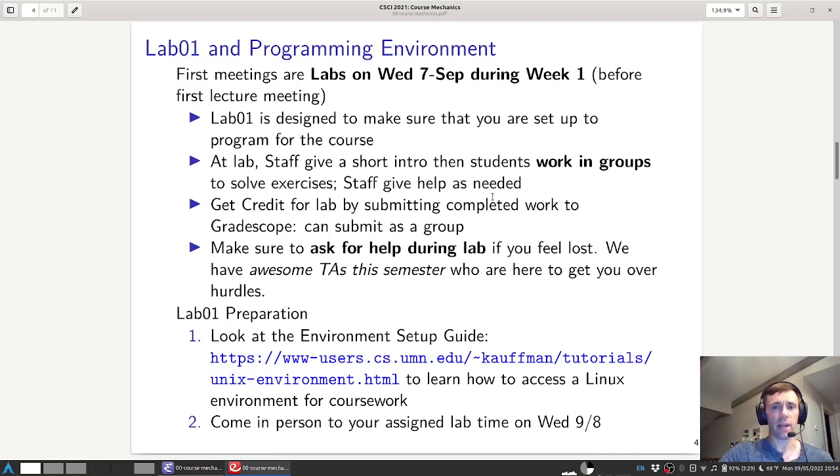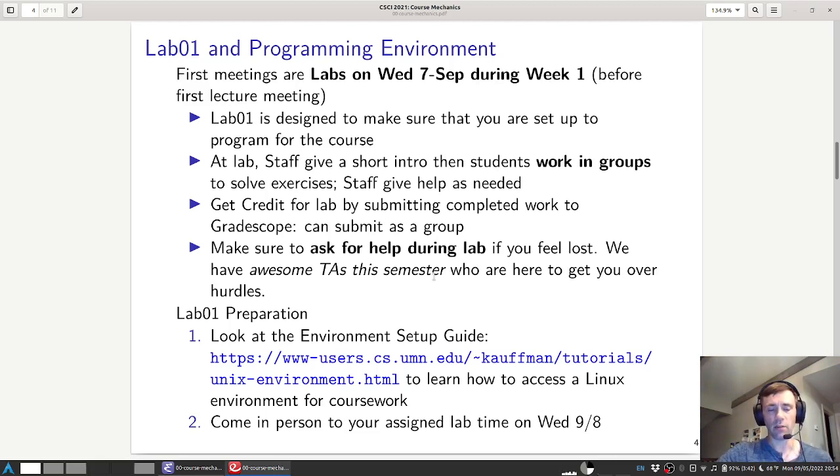You get credit for the lab by submitting completed work to Gradescope. So if you worked in a group of 2 or 3 or even up to 5, then only one group member needs to submit that and everyone can get credit for it if that group member is smart enough to add them as members to the submission. If you have trouble with that, make sure to look carefully at the Lab 1 instructions, which I'll look at in just a second, and ask for help during the lab if you're feeling lost. We really have a great group of TAs, whom I met last week, and who are very interested in assisting you in learning. Get to know them, get to love them, and they'll do right by you.